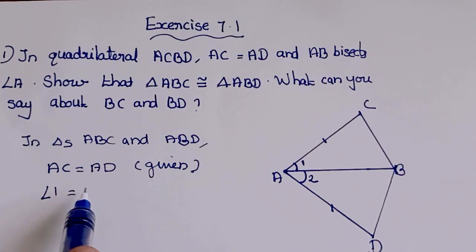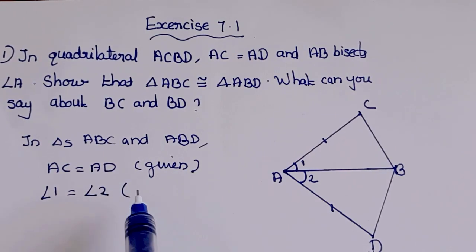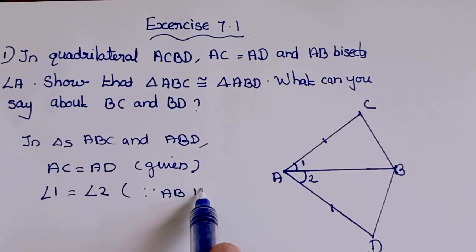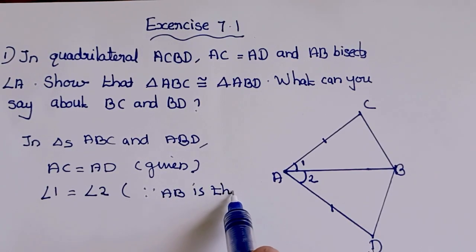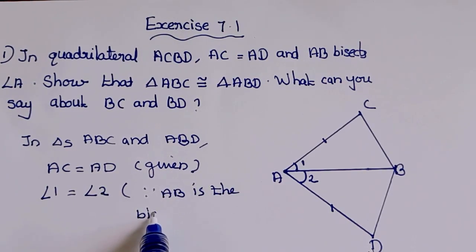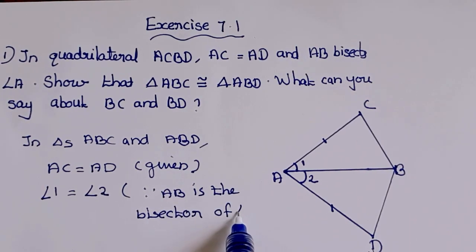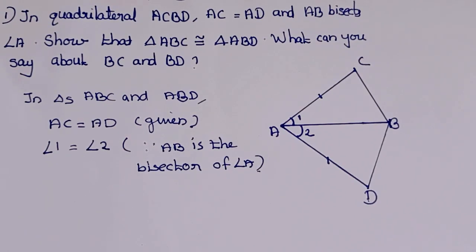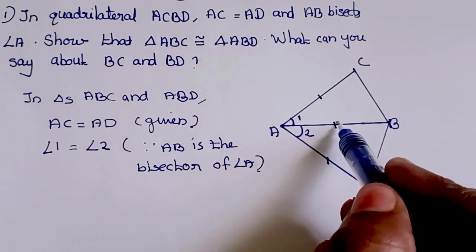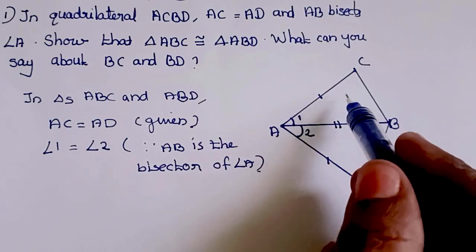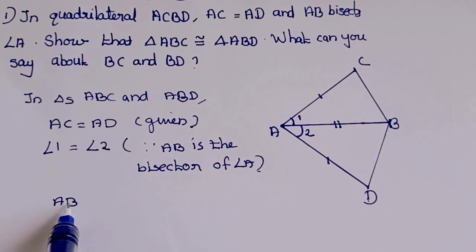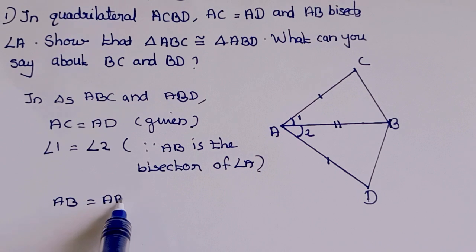Angle 1 equal to angle 2, reason given, since AB is the bisector of angle A. It is given that AB is the bisector. Therefore, we get angle 1 equal to angle 2. Now, AB equal to AB, reason common. For both these triangles, AB is common, isn't it? AB equal to AB, reason common.